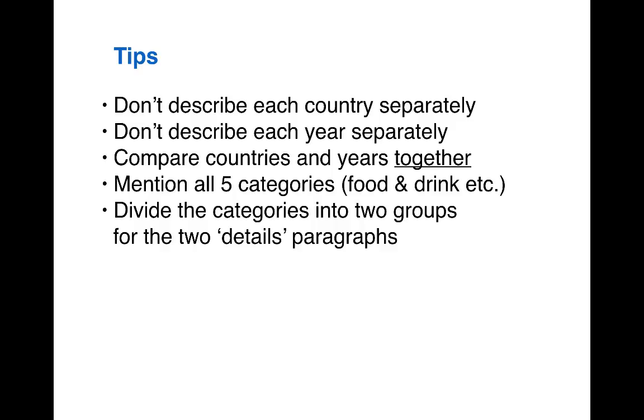Divide the categories into 2 groups for the 2 details paragraphs. So instead of doing paragraph 3 about 1 year or 1 country, and then paragraph 4 about the other year or other country, I divided the paragraphs into category groups. So I talked about food and drink and the utility bills in paragraph 3, and then the other 3 categories in paragraph 4.